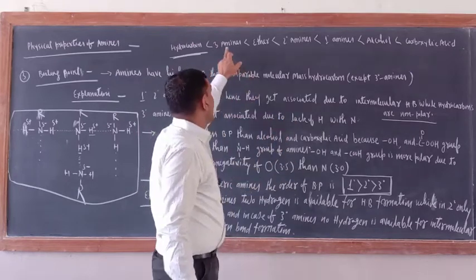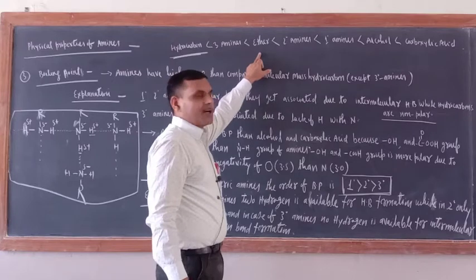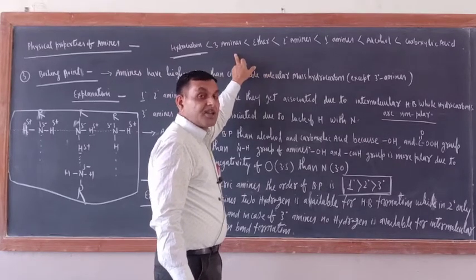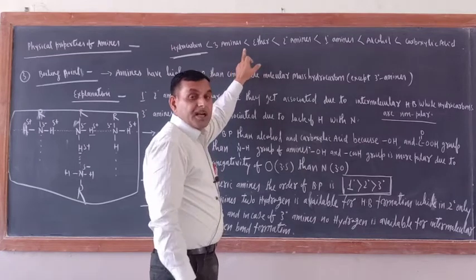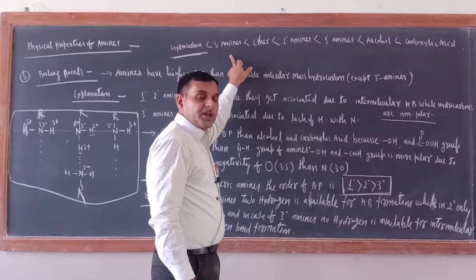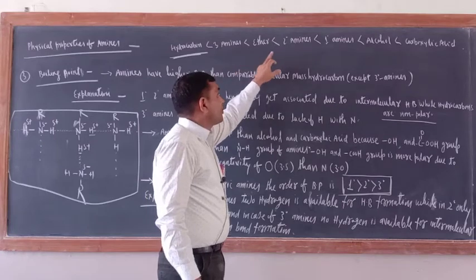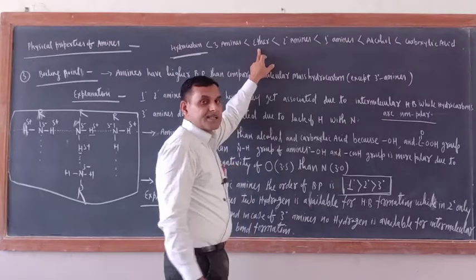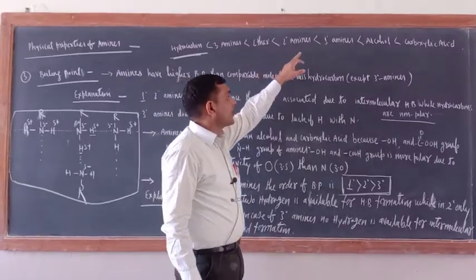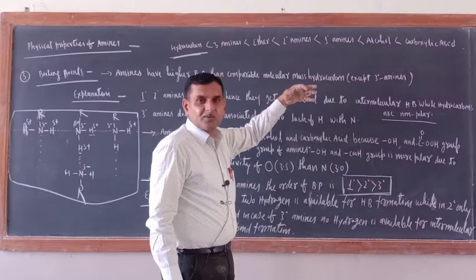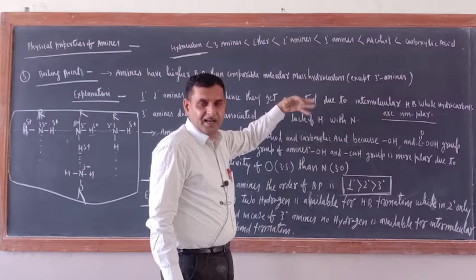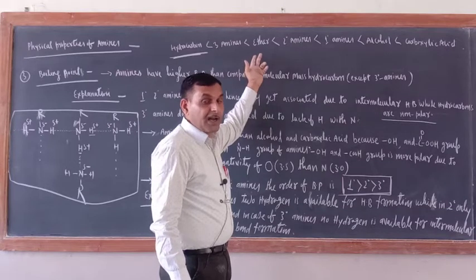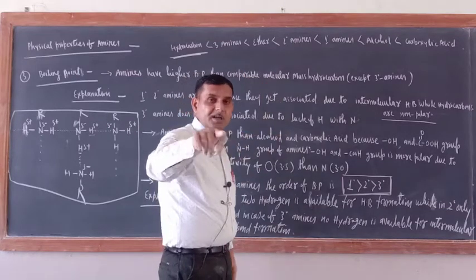Remember, 3 degree amines will have lesser boiling point than ether. Ether is more polar than 3 degree amines. Remember, ether is more polar than 3 degree amines. But 2 degree and 1 degree amines are more polar than ether. Why? Just see here. In 2 degree and 1 degree amines case, what is there? Hydrogen is there. And with the N, hydrogen is there. In 3 degree amines, what is there? NH bond is not there. While in case of ether, what is there? OC bond is there or not?